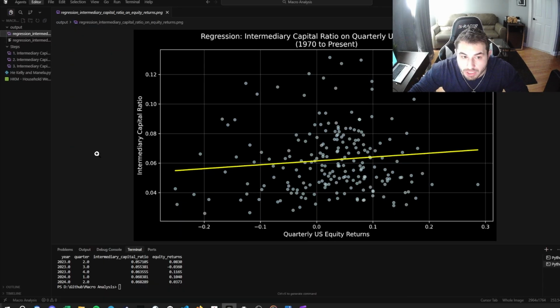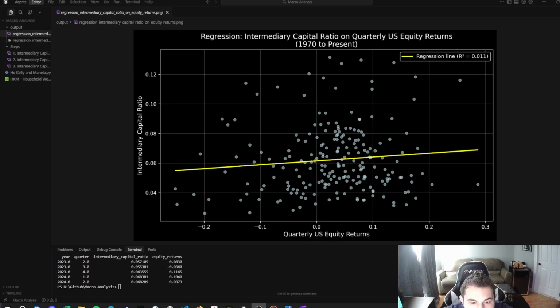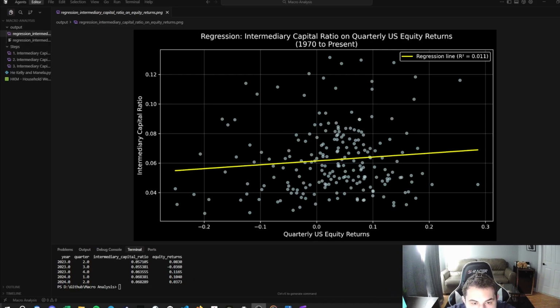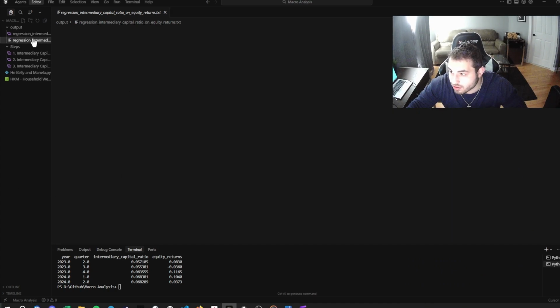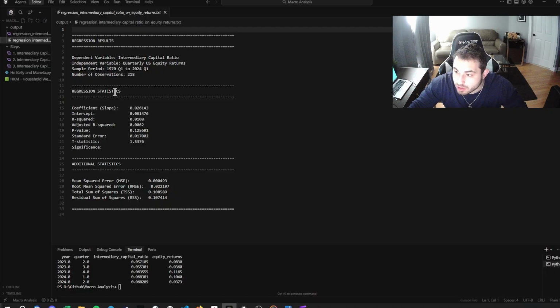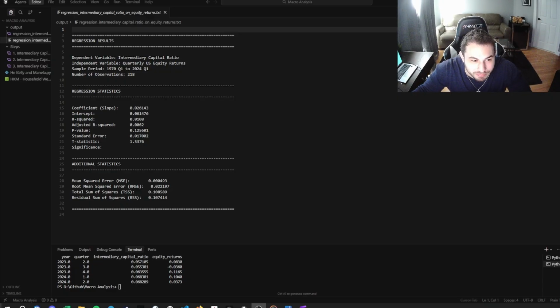And here, we see we have a very low relationship. Let me move my camera down so you can see. We have a basically non-existent relationship here, right? The relationship is non-existent when we look at the regression. So why did I just talk about intermediary wealth for a while if there's no relationship? Well, this is just looking at the ratio. This is looking at the ratio at a point in time, right?